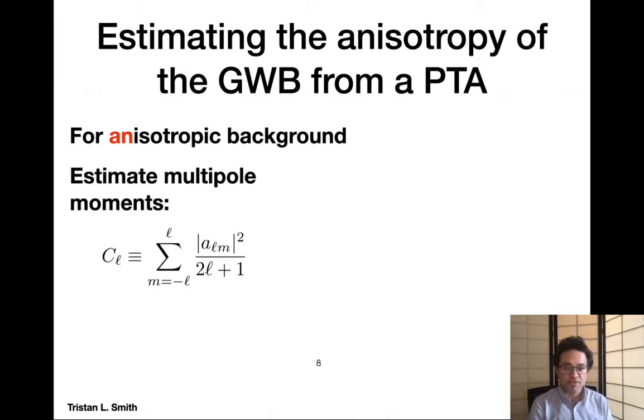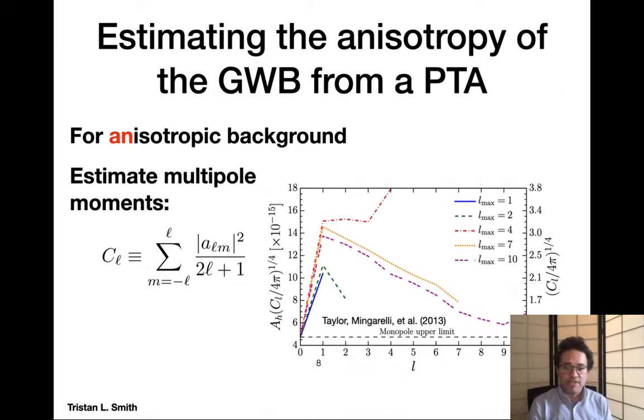Another way that's appeared in the literature is to look for and constrain the power spectrum, or the spherical harmonic amplitudes that would describe anisotropies in the gravitational wave background. And this is what was done in this paper by Steve Taylor, Karen Mingarelli, and others in 2013, applied to the European pulsar timing array.